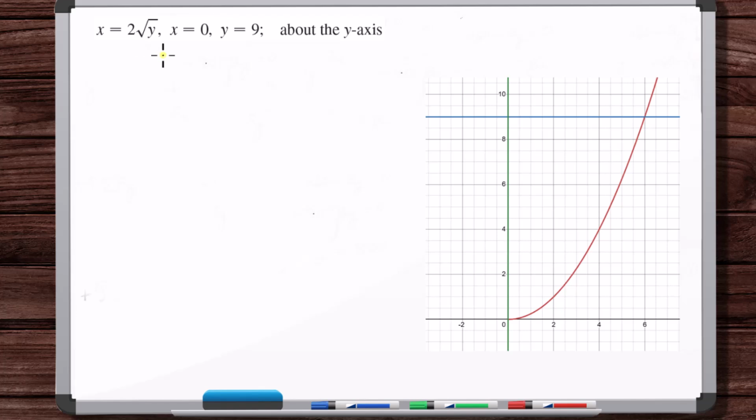Okay, so the area contained within the curves x equals 2 square root of y, which is this, x equals 0, which is this, and y equals 9. So this area rotated about the y-axis. All right? So as a solid of revolution, we're going to use this formula.